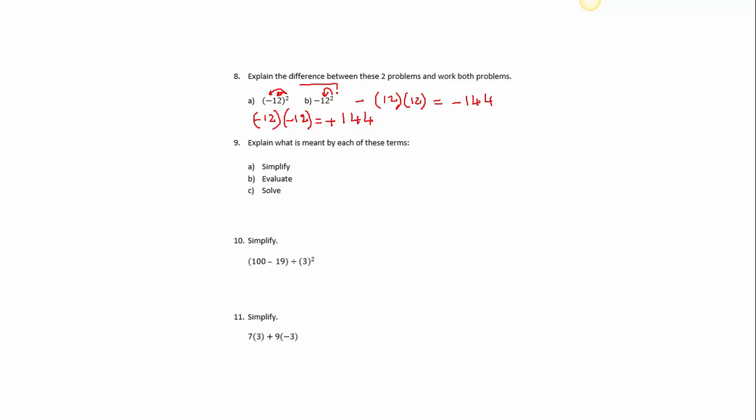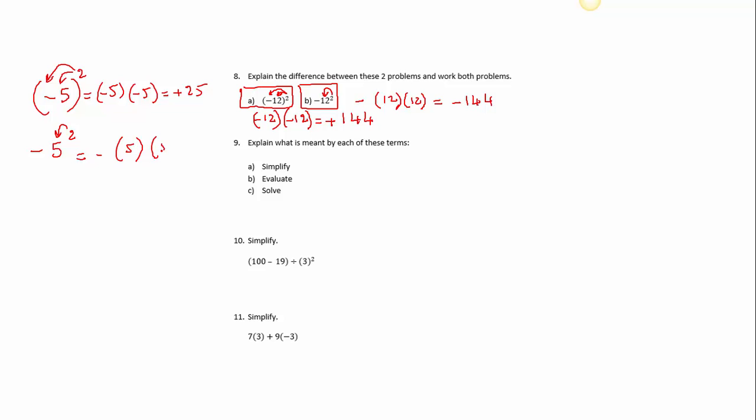So make sure to understand the difference. Take a number, 5, let's say, with a square outside the parentheses. That square will cover both, and this would be -5 times -5, and that would be plus 25. While a -5 without parentheses and with a square, it only covers the 5. So the minus sign will stay outside, and then we're multiplying 5 times 5, and that would give me a -25.